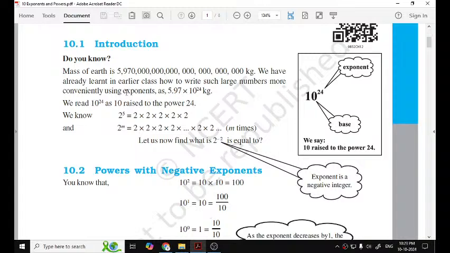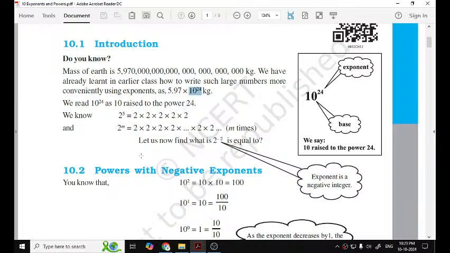We have already learnt in earlier classes how to write such large numbers more conveniently using exponents. That is 5.97 into 10 raised to 24 kg. We read this symbol as 10 raised to power 24.